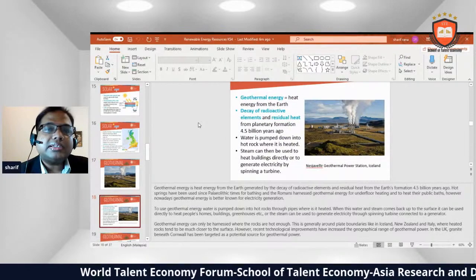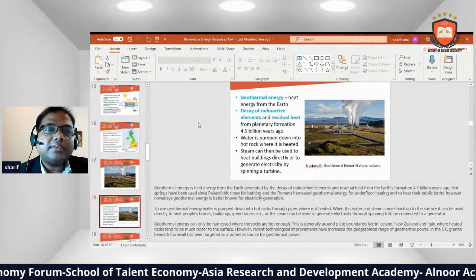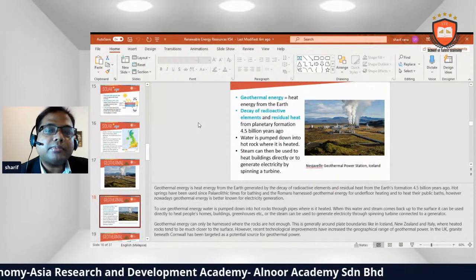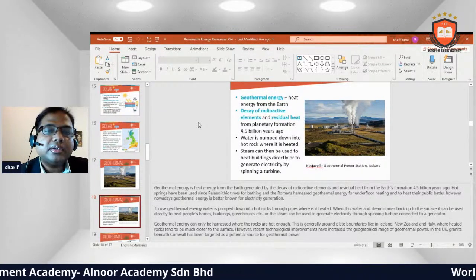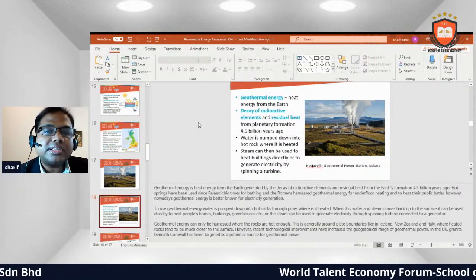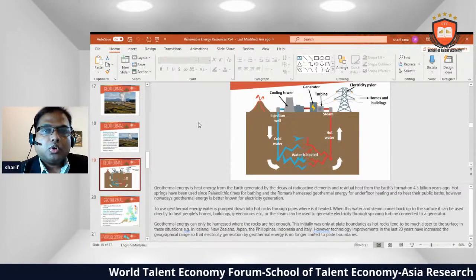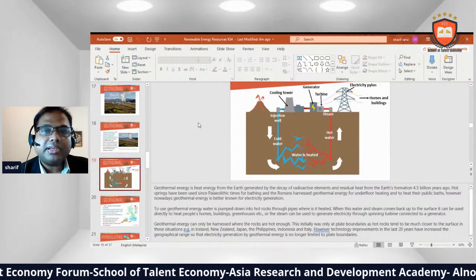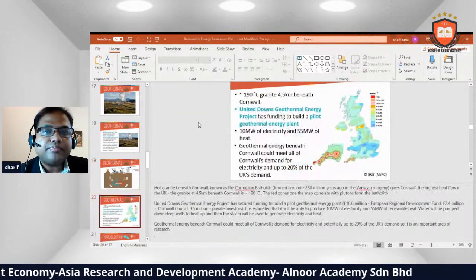Geothermal energy is heat energy from the earth, from the decay of radioactive elements and residual heat from planetary formation 4.5 billion years ago. Water is pumped down into hot rock where it is heated. Steam can then be used to heat buildings directly or generate electricity by spinning a turbine. Cooling tower, generator, turbine, electricity pylons, homes and buildings, injection well, cold water, steam, hot water, water is heated.